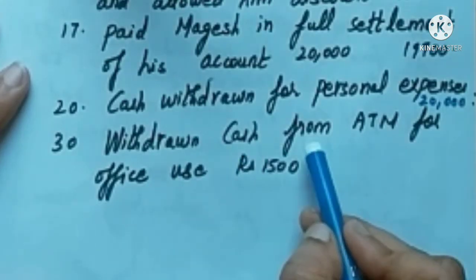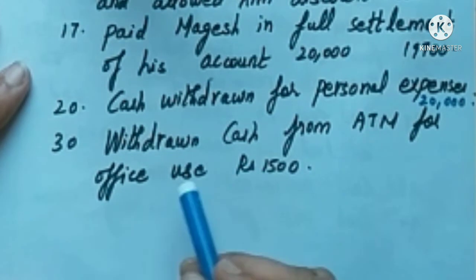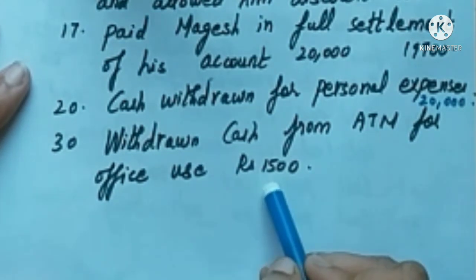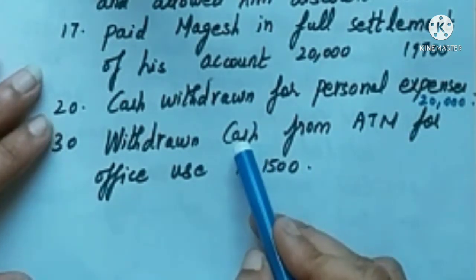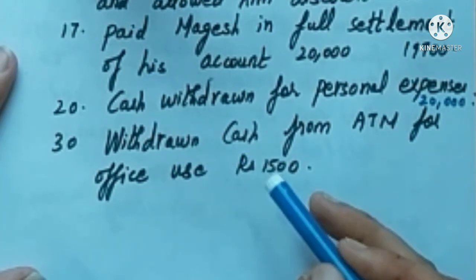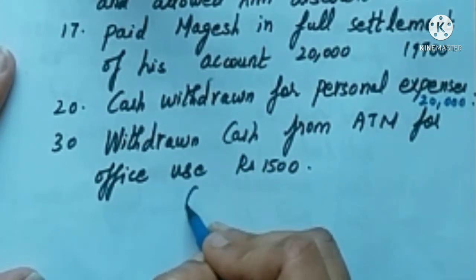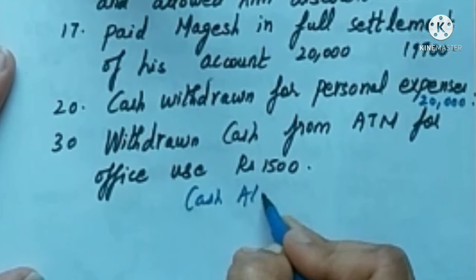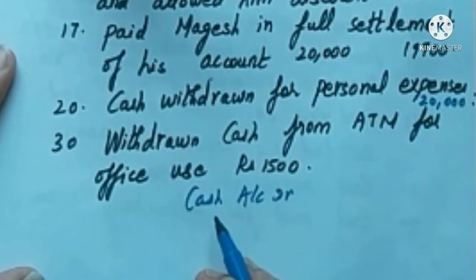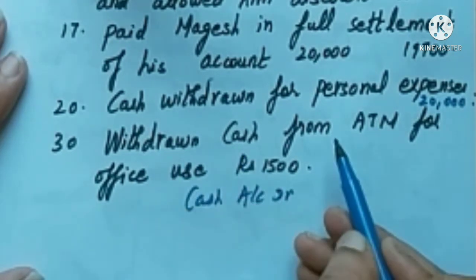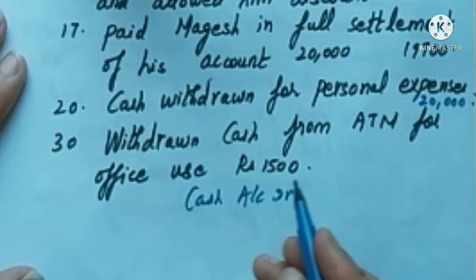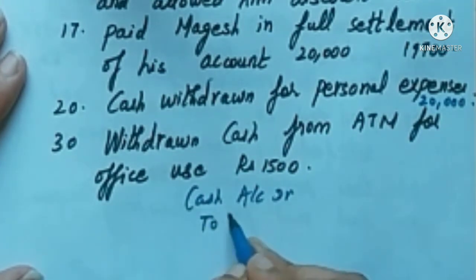Drawn cash from ATM for office use, rupees 1,500. So when we withdraw cash, what is happening? Cash is coming in. So cash account debit, and we are withdrawing cash from ATM. So what is the entry? To bank account.